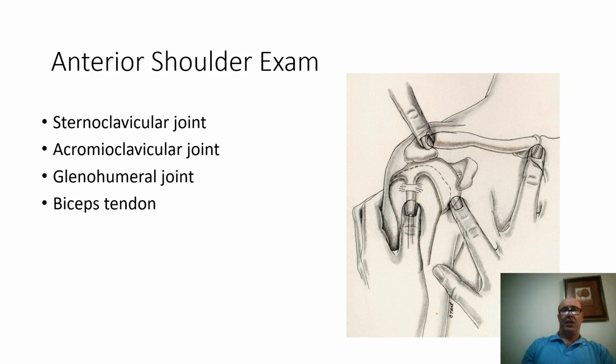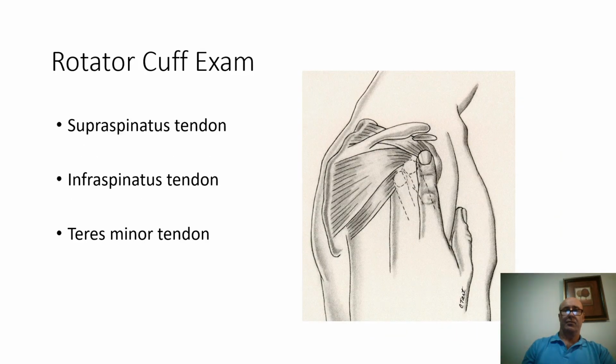You should be able to palpate your sternoclavicular joint, acromioclavicular joint, again the humeral joint, and the biceps tendon. The rotator cuff, you can usually palpate the supraspinatus tendon, infraspinatus tendon, and the teres minor tendon. These may also be areas of pain.